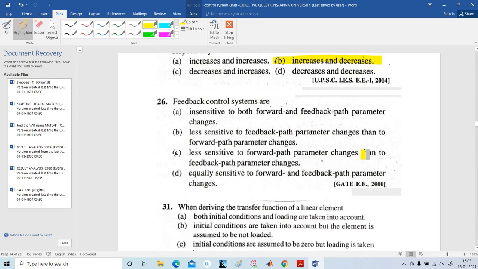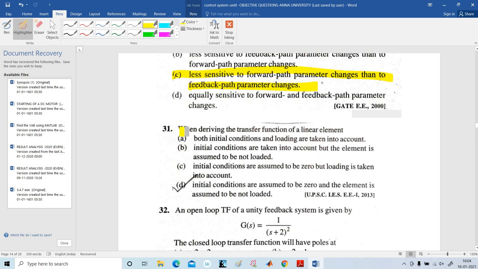Next, feedback control systems are less sensitive to forward path parameter changes than to feedback path parameter changes. This one is the correct answer, C. When deriving the transfer function of the linear element, initial conditions are assumed to be 0 and the element is assumed to be not loaded. That is the correct answer.